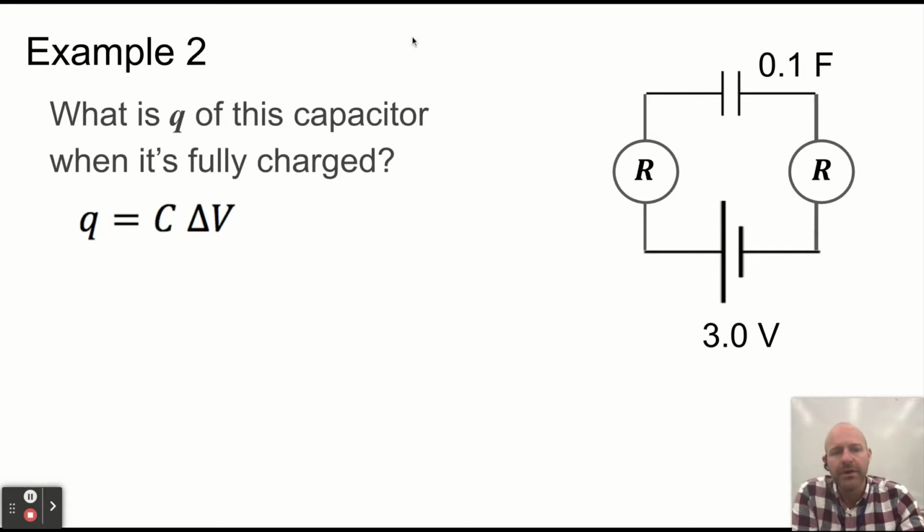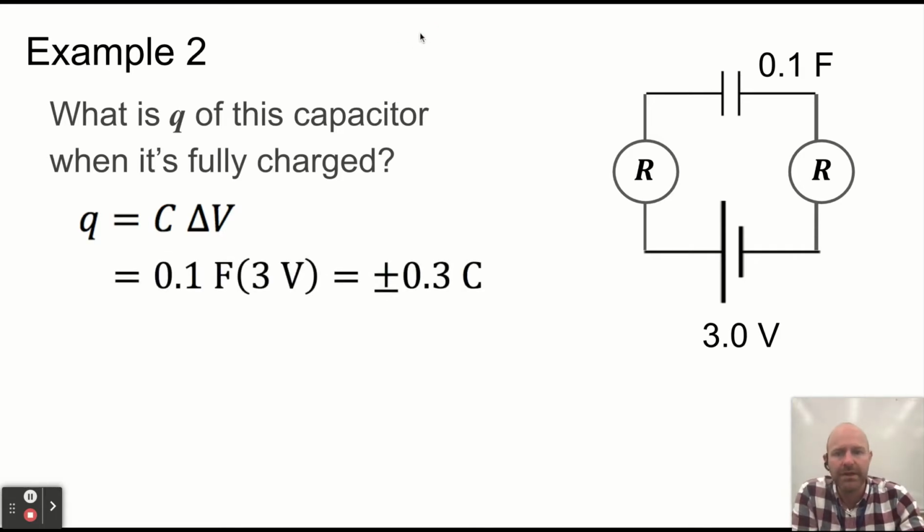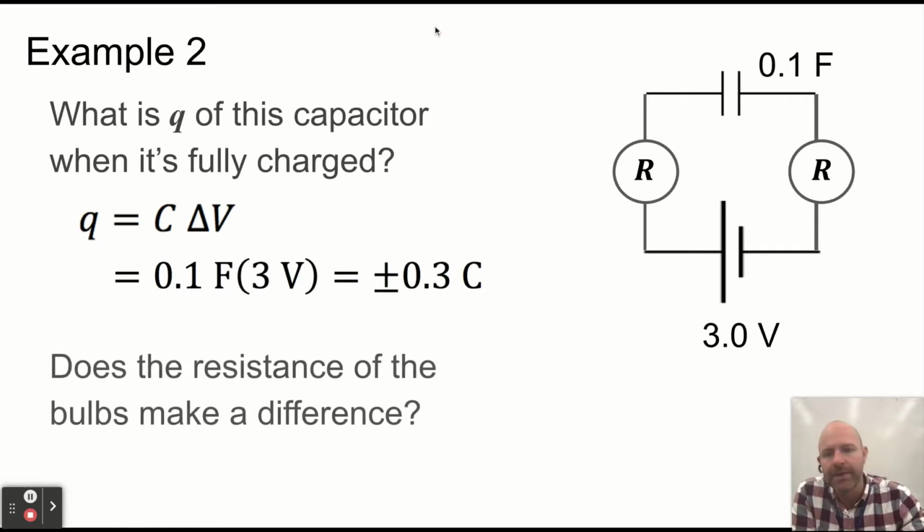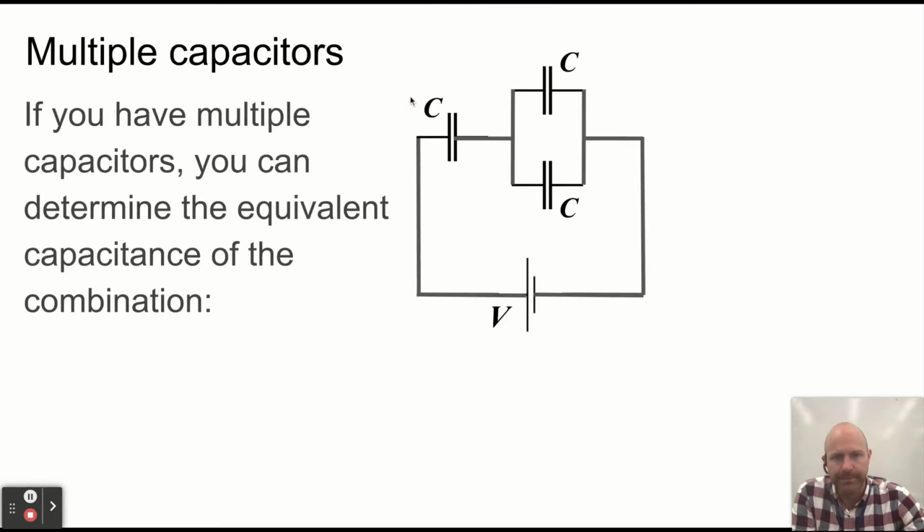So we could do another example here. What's the one here? What do we get here? If we have a 0.1 farad capacitor, we only get 0.3 coulombs with a 3-volt battery. Does the resistance of the bulbs make a difference? It doesn't. It will change how long it takes for the capacitor to charge, because current will be flowing more slowly, and that current is coulombs per second, but it doesn't actually change the final voltage.